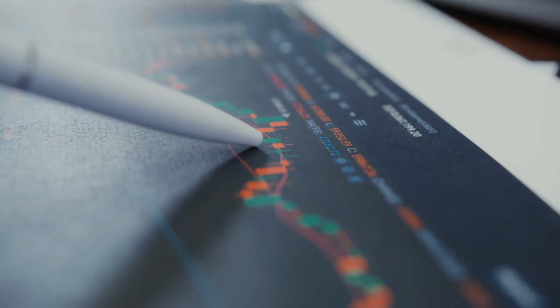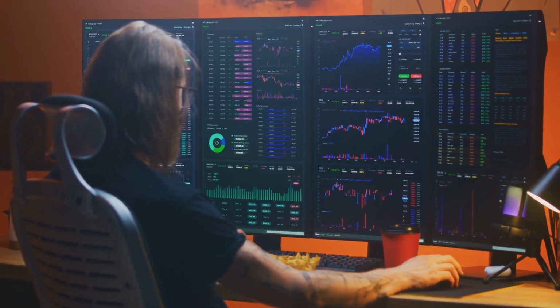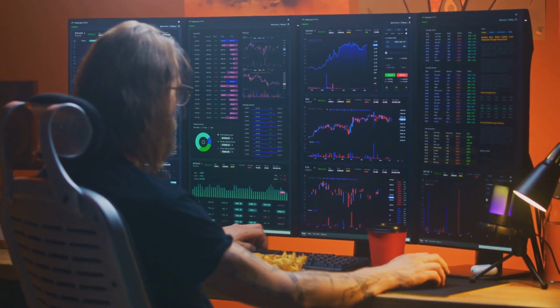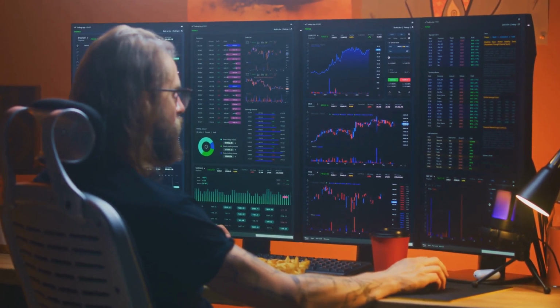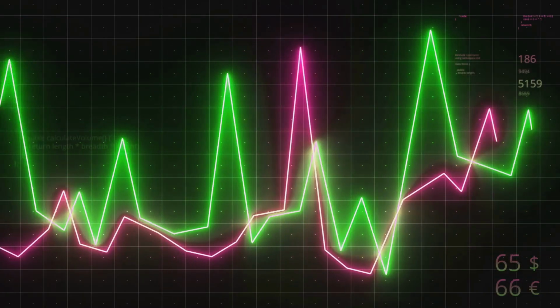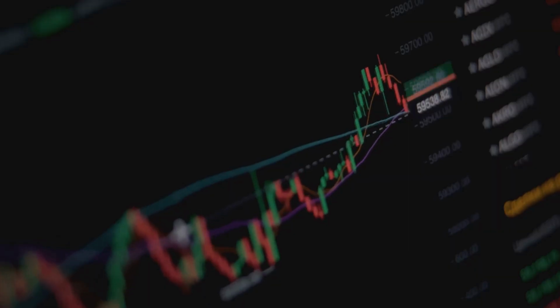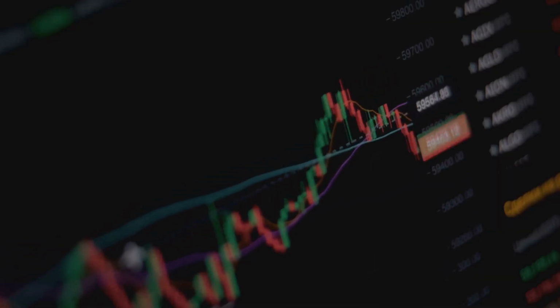Key indicators for beginners. Indicators are tools that sit on top of your chart and help you understand momentum, trends, and potential turning points, like reading signs on a busy road. Moving averages are the first ones to learn. They smooth out price action over time, helping you see if a coin is trending up or down. The 50-day and 200-day moving averages are the most common.